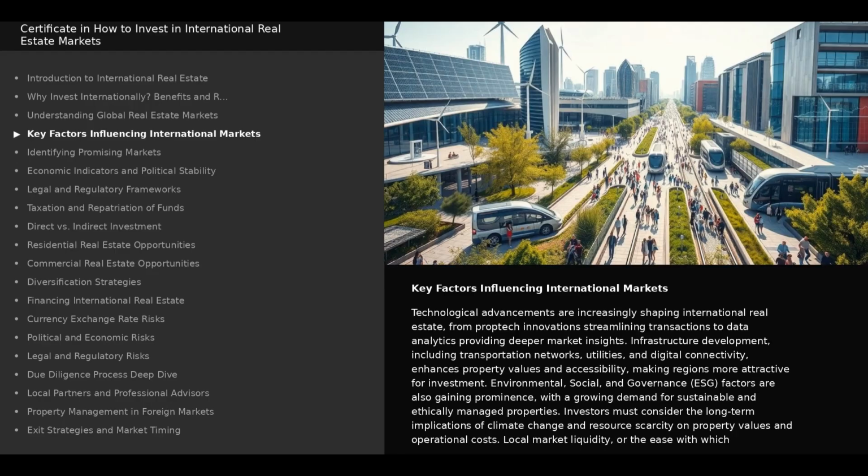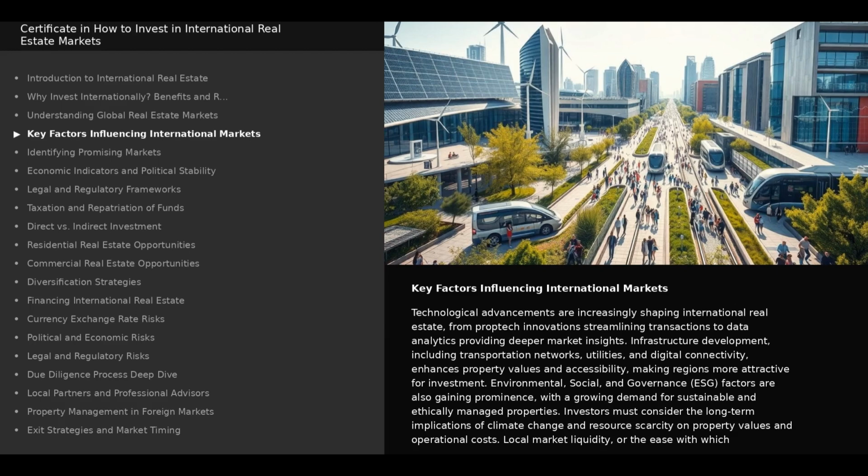Technological advancements are increasingly shaping international real estate, from prop-tech innovations streamlining transactions to data analytics providing deeper market insights. Infrastructure development, including transportation networks, utilities, and digital connectivity, enhances property values and accessibility, making regions more attractive for investment. Environmental, social, and governance (ESG) factors are also gaining prominence.